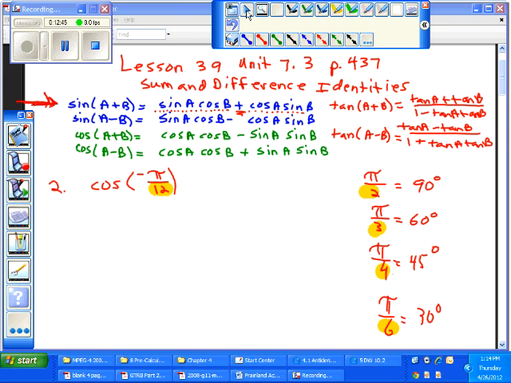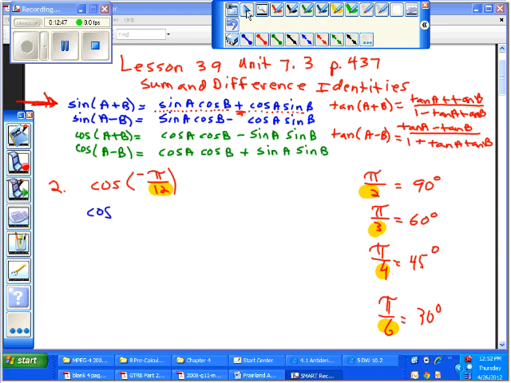So I'm going to split this into 3 pi over 12 minus 4 pi over 12. 3 of those minus 4 of those is negative 1 of those. And I did that because I knew in my mind that 3 over 12 was going to reduce to what? Pi over 4. And I knew in my mind that 4 over 12 was going to reduce to pi over 3.